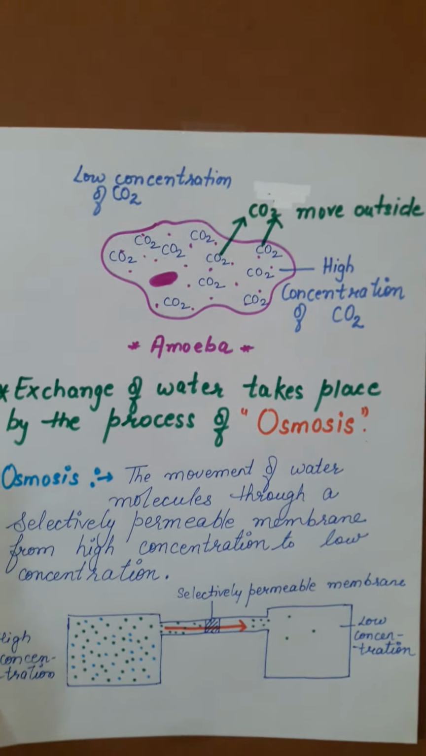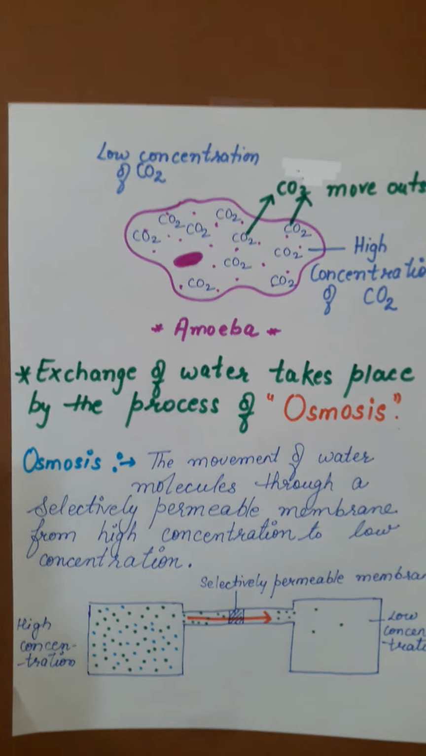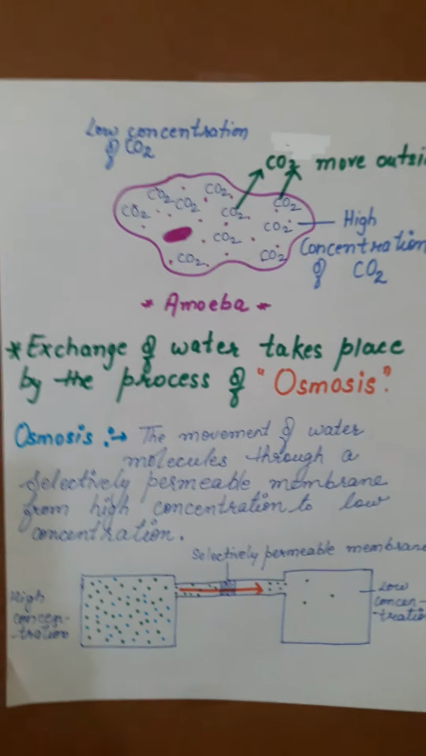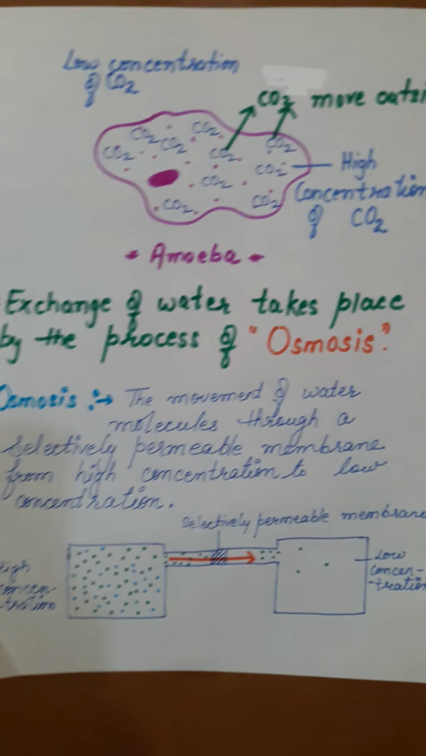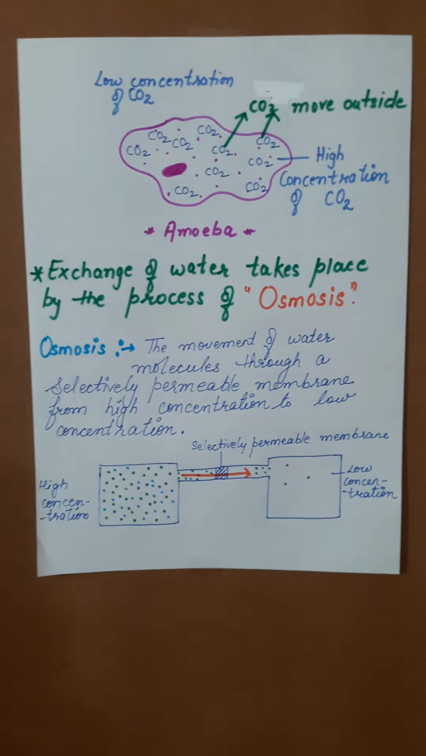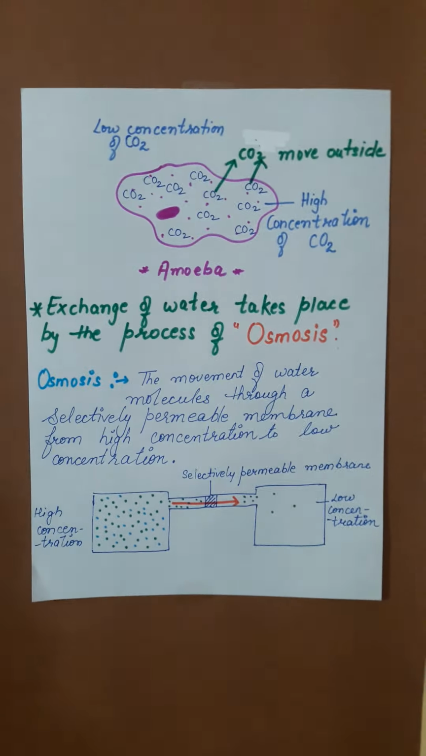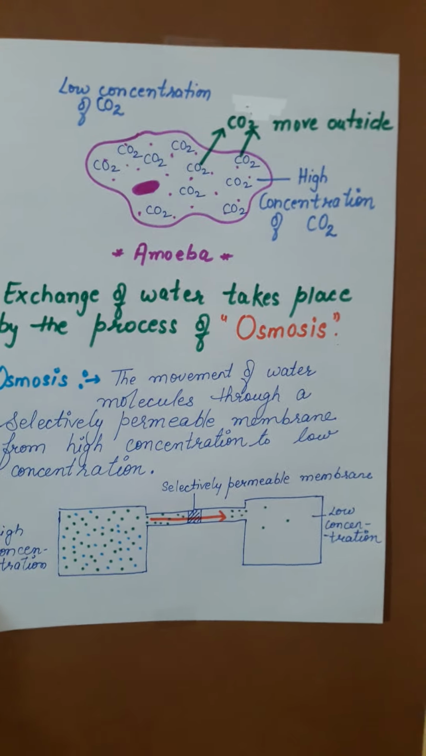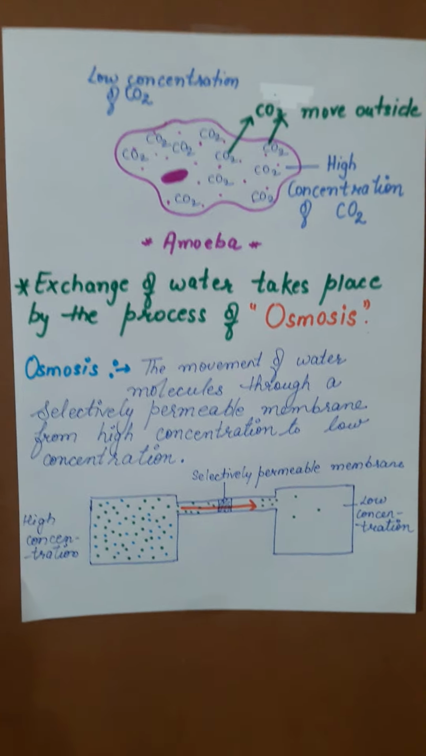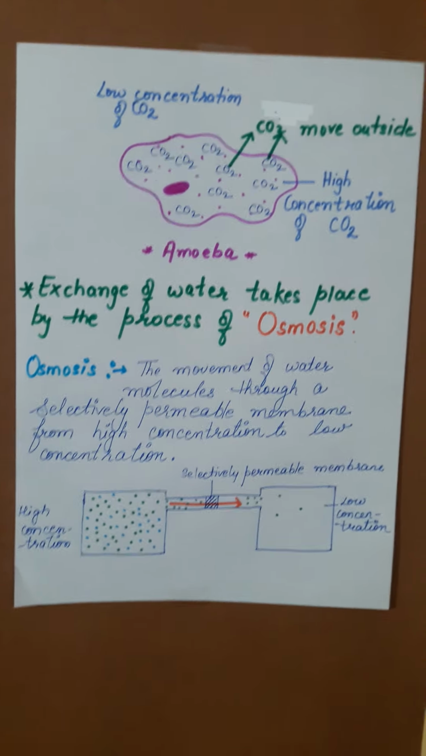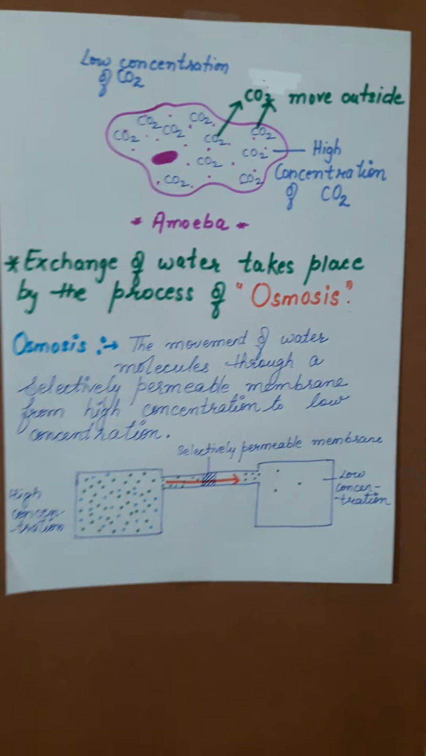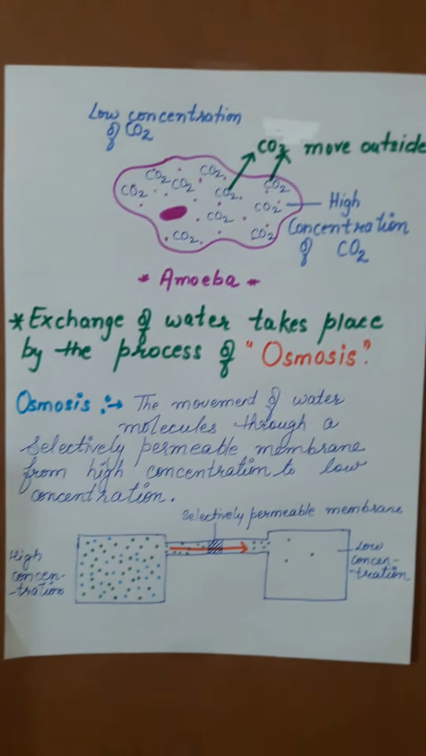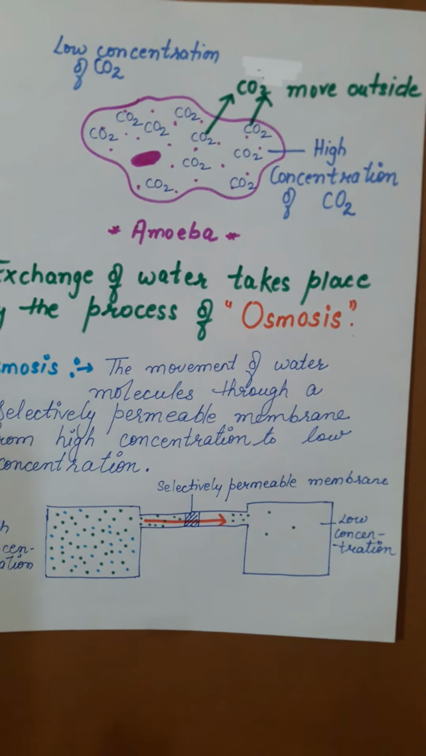Now let's move to next process, or before that let's see one example. Diffusion we can observe in amoeba. Amoeba is a single-celled organism that can survive in any of the circumstances, whether it is hot, cold, saline, anything. So it is a cell that is capable of performing all metabolic activities like respiration, reproduction, digestion, everything. So just see how it will perform exchange of gases.